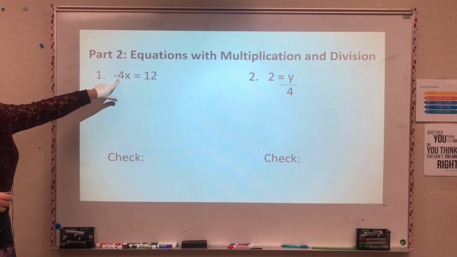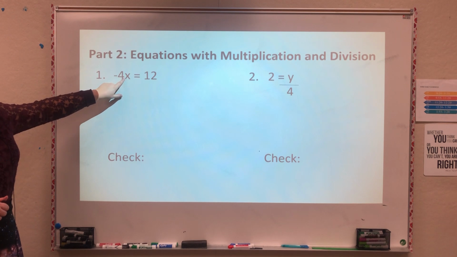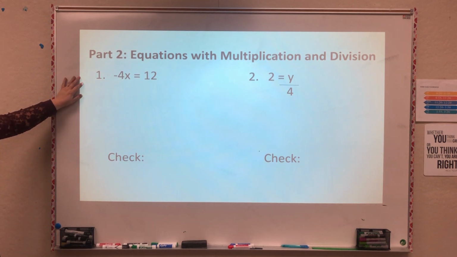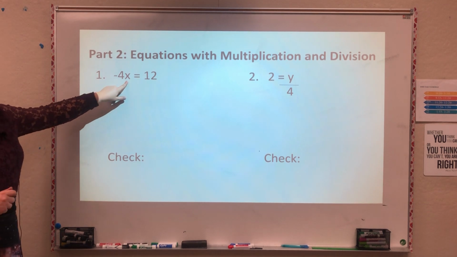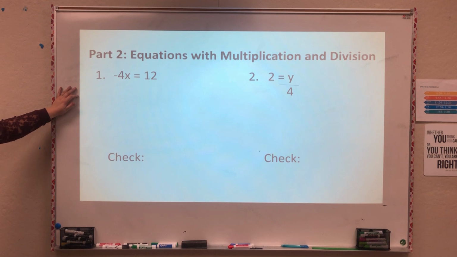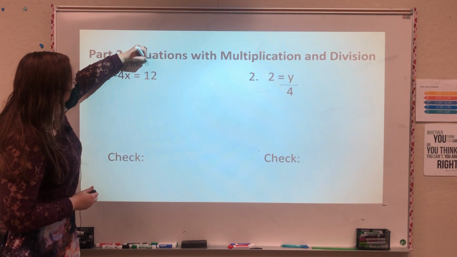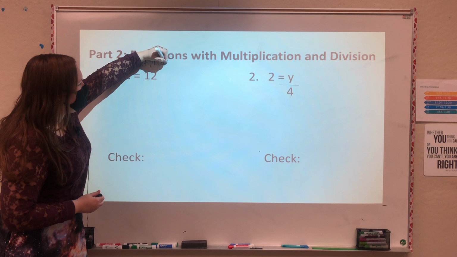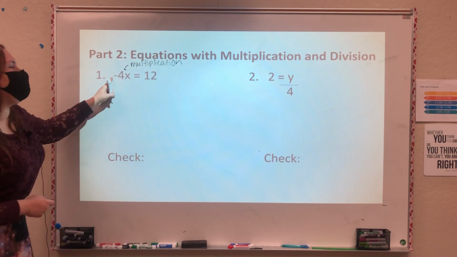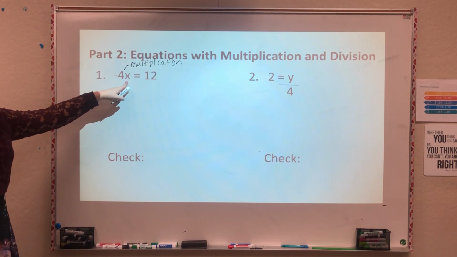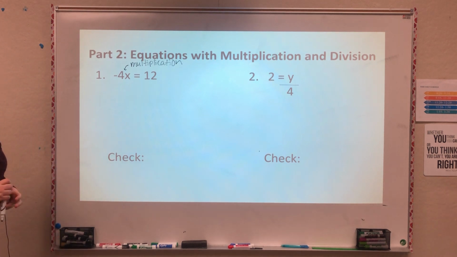Right here it says negative 4x. We talked about what operation that is. What type of math is happening right there? When you write something this way, does that mean addition, subtraction, multiplication, division? Multiplication. Good. So I'll put a little note here that that means multiplication. So what this really says is negative 4 times that missing number times x equals 12.